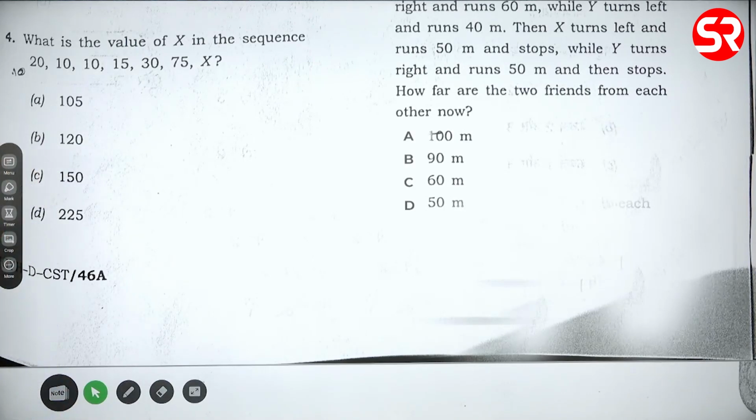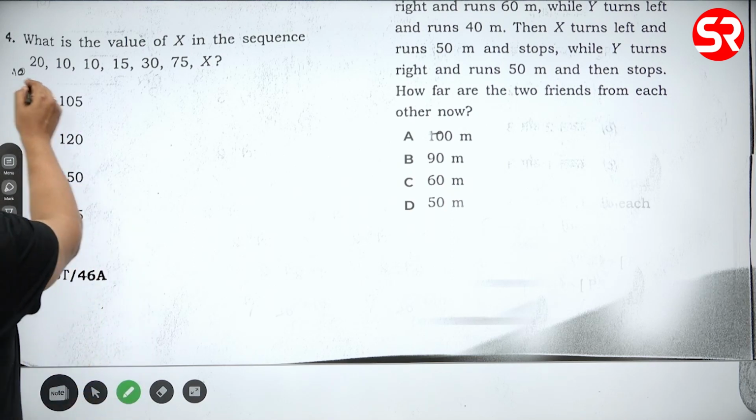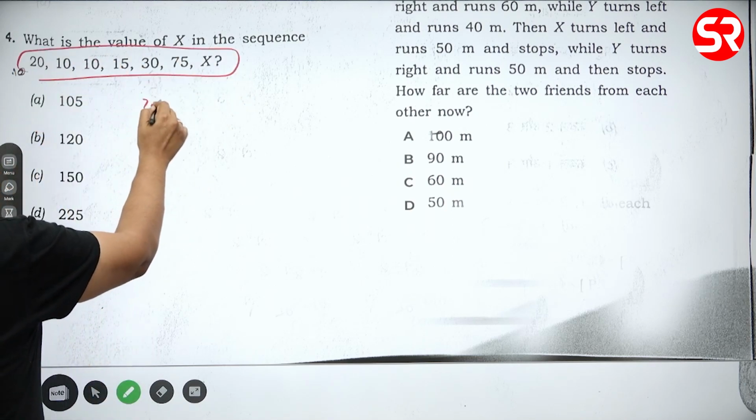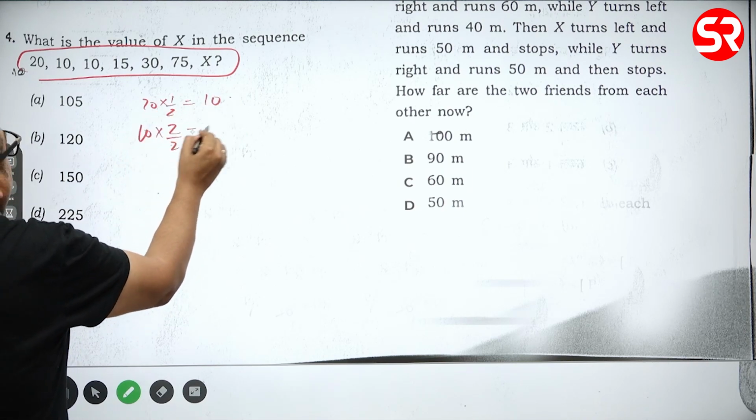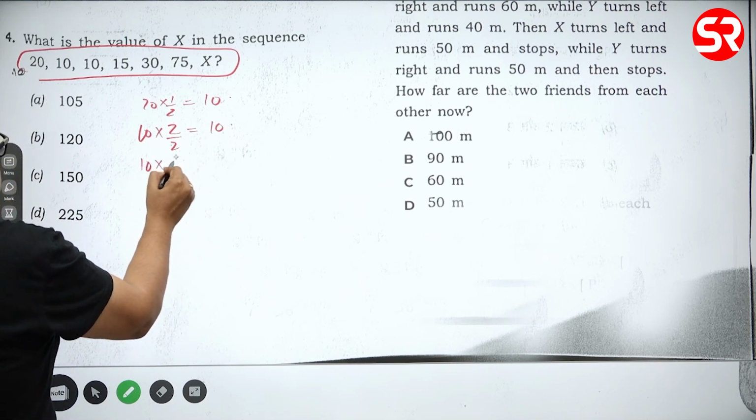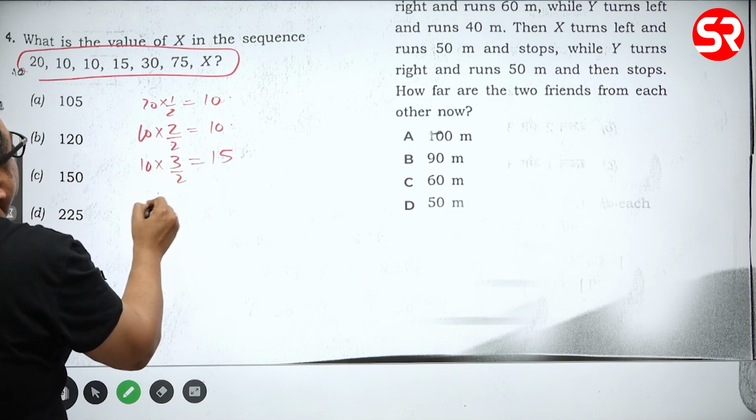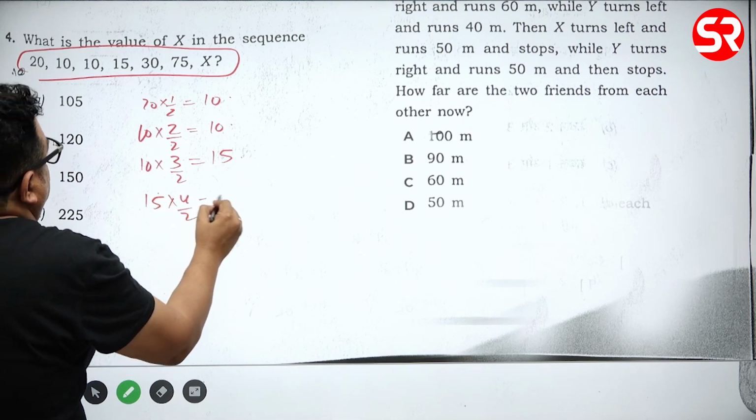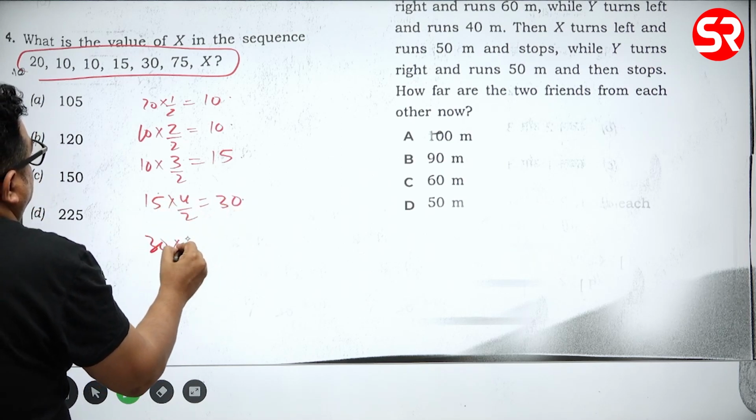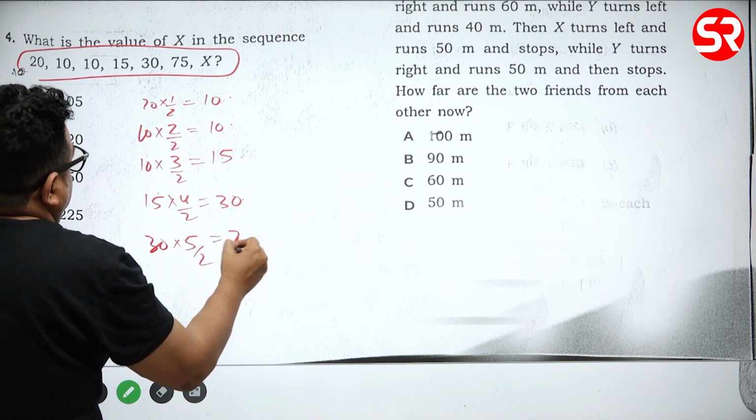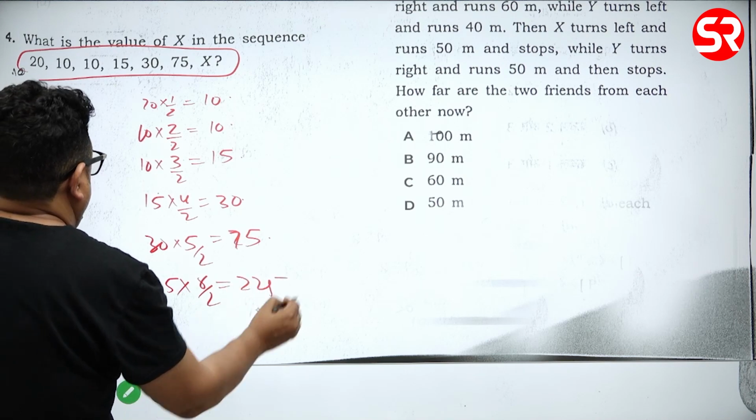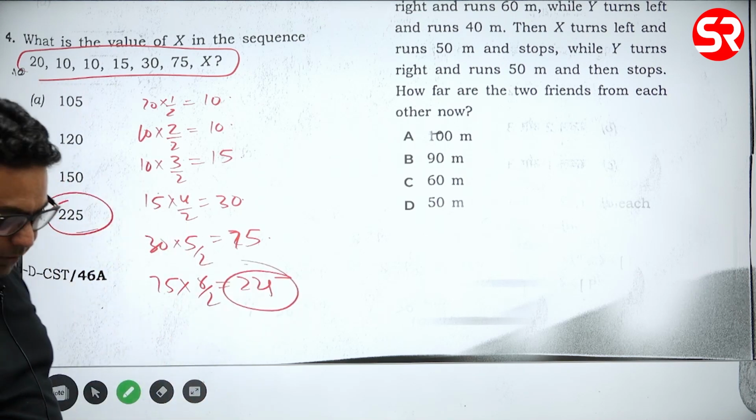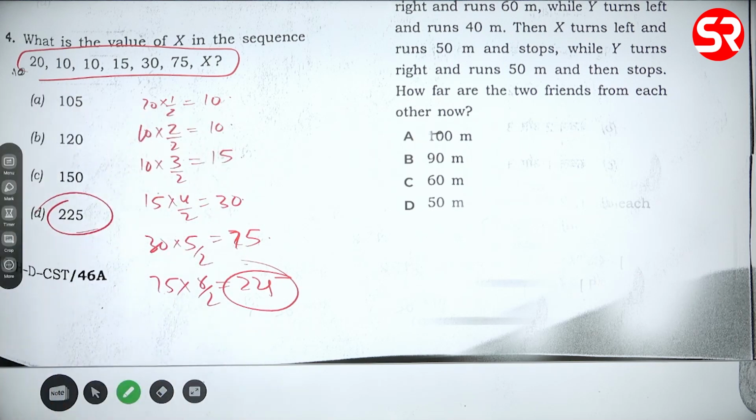Question number 4. This is something very easy actually. Question number 4, again series. So there are 2 questions on series now. So 20 into half is what? 10. And 10 into 2 by 2 is what? 10. And then 10 into 3 by 2 is what? 15. And 15 into 4 by 2 is what? 30. 30 into 5 by 2 is what? 75. 75 into 6 by 2 is what? 225. Done. Dusted. Not at all an issue.